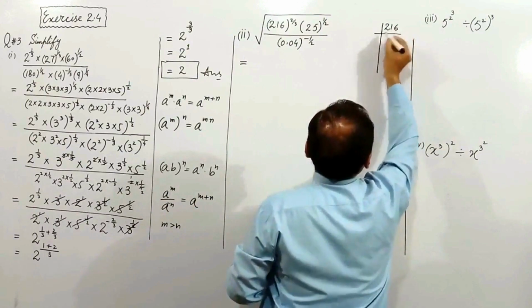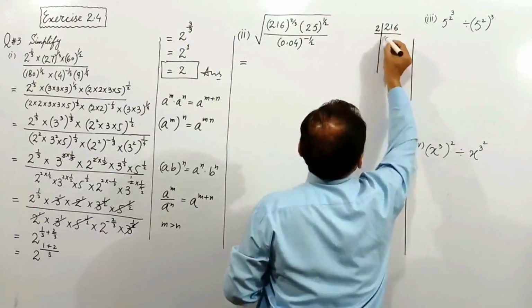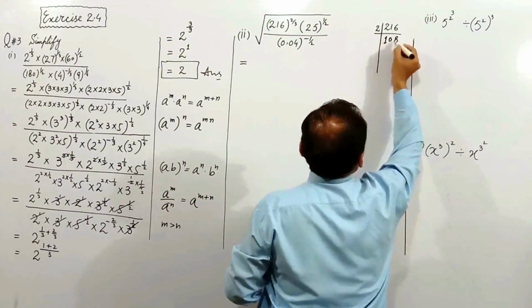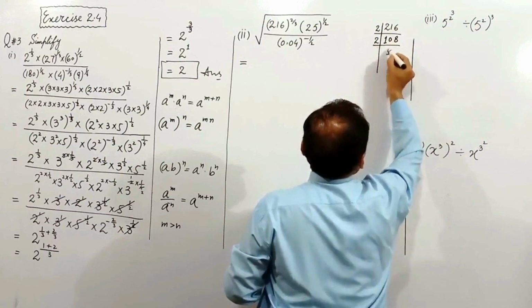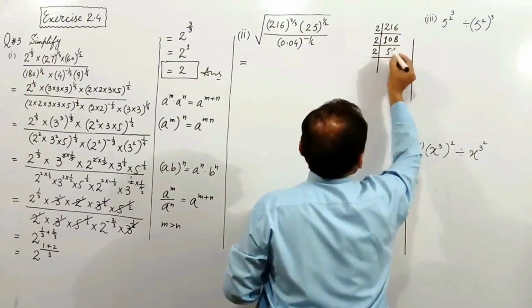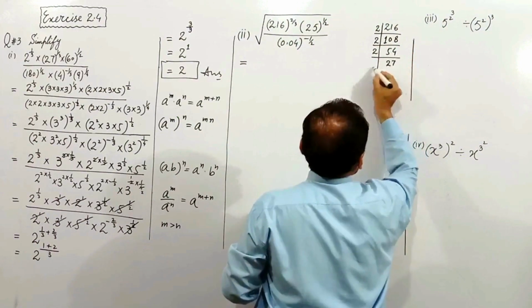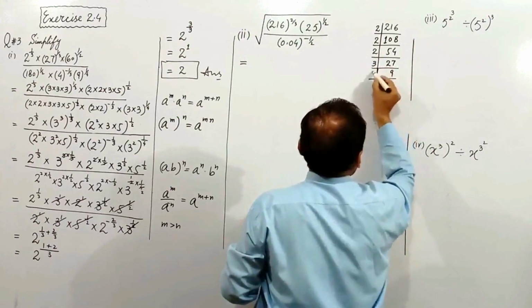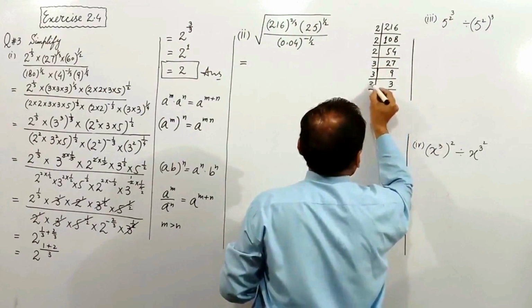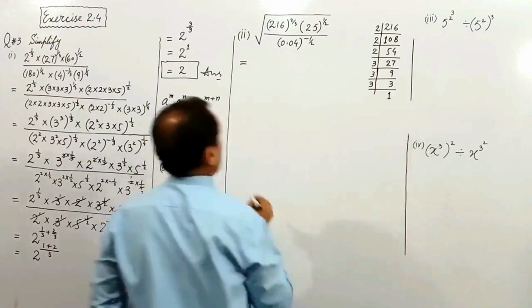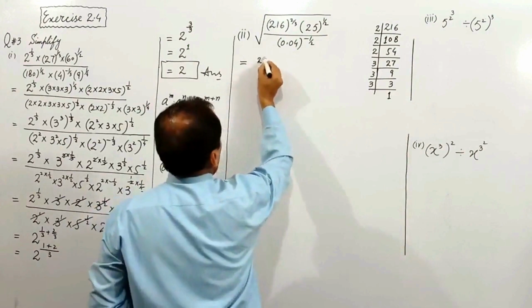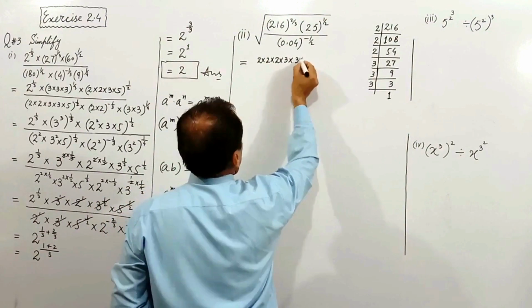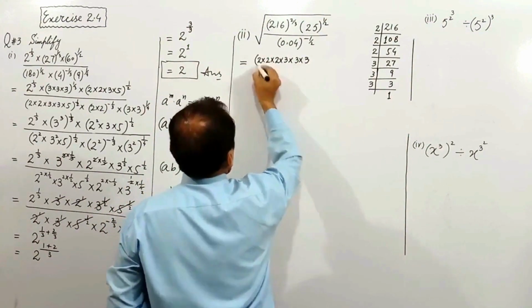216. It is an even number, so we divide it by 2. 2 ones are 2, 1 is less than 2, so therefore 2 zeros are 0, 2 eights are 16. 2 fives are 10, 2 54s are 108, 2 27s are 54, 3 9s are 27, 3 3s are 9, 3 1s are 3. We get the factors of 216, and these are 2 2s are 4, 2s are 8, 3s are 24, 3s are 72, 3s are 216.